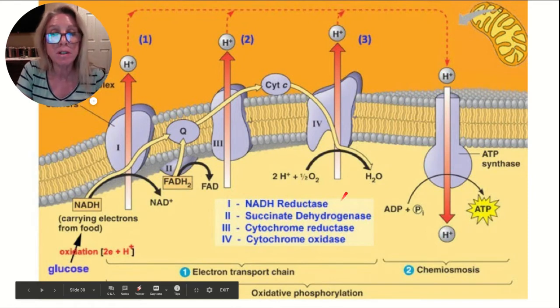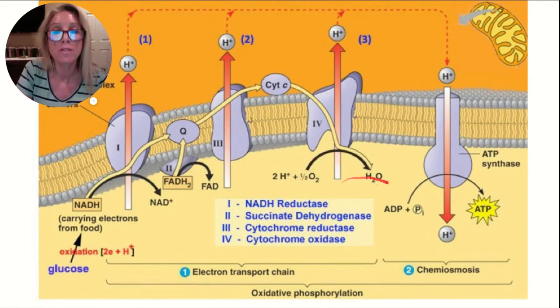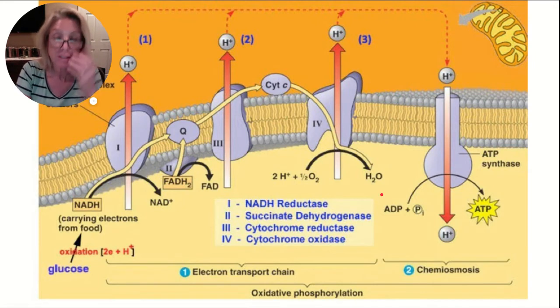Okay. The final acceptor is oxygen forming water, and then another oxygen will come along and grab some more electrons, and so on and so on. And that's why you have water as a product.